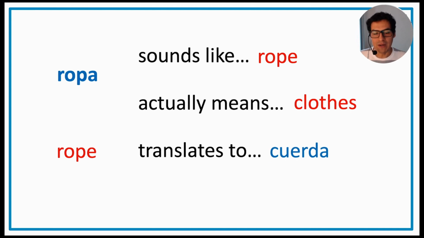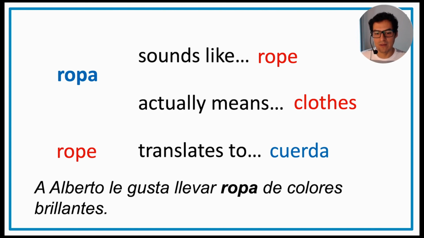Another word, a very popular word, ropa. It sounds like rope in English, but it actually means clothes. Ropa doesn't mean rope. Ropa means clothes. In Spanish, we would say cuerda for rope. So let's take a look at an example for the word ropa. A Alberto le gusta llevar ropa de colores brillantes.